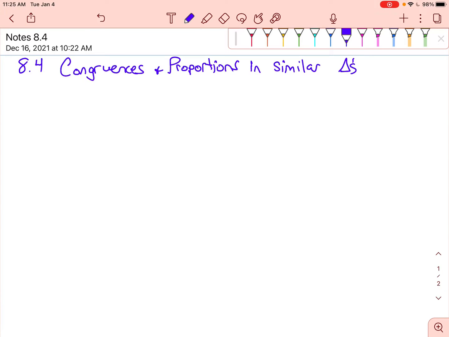Okay, so 8.4, very similar to congruent triangles. Once you've proven triangles congruent, do you remember how we were able to pull out CPCTC? And what that meant is all the parts were congruent to each other. Very similar to similarity.